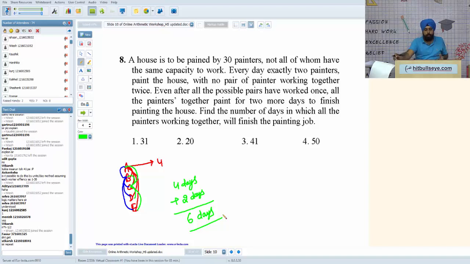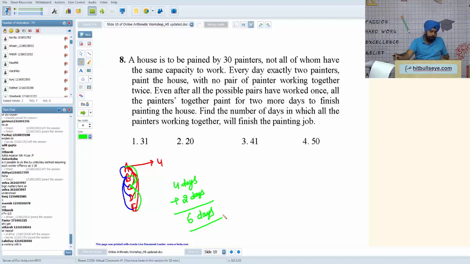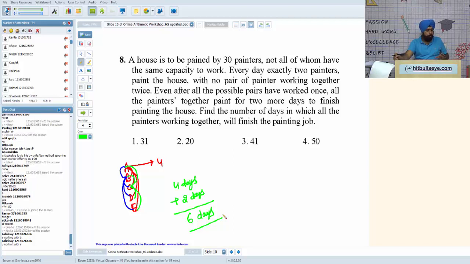A can only work for 4 days, once with B, once with C, once with D, and once with E. Similarly, B will again work for 4 days only, once with A, once with C, once with D, once with E. So if they all work in pairs, students, they all will work for 4 days only.